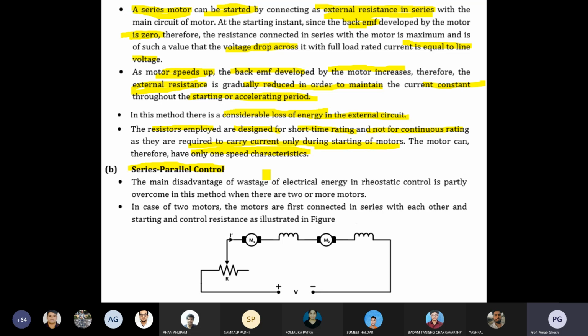So the basic thing is: what is series parallel control? Here you can see two motors are there, motor 1 and motor 2, and both of their fields are there.